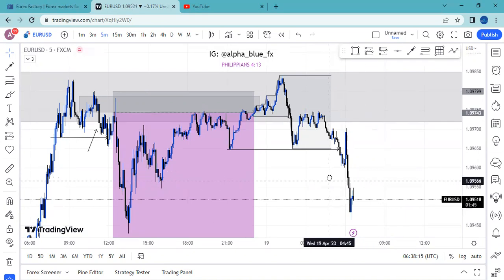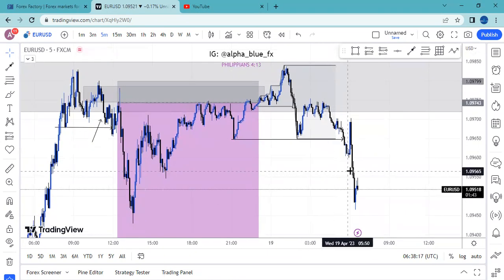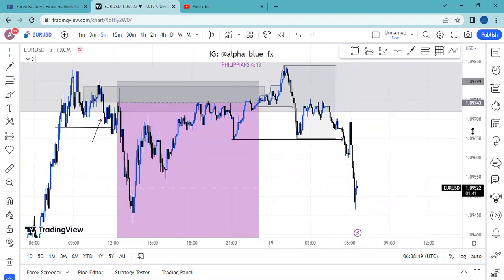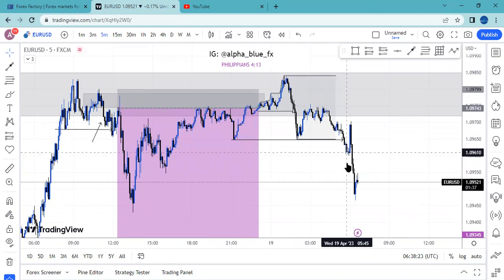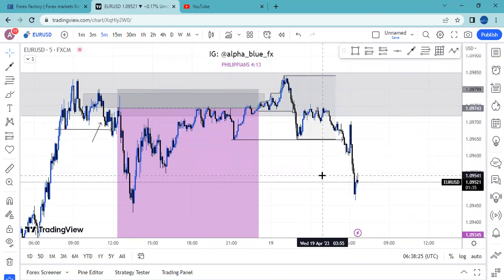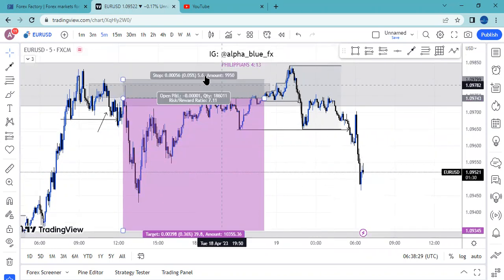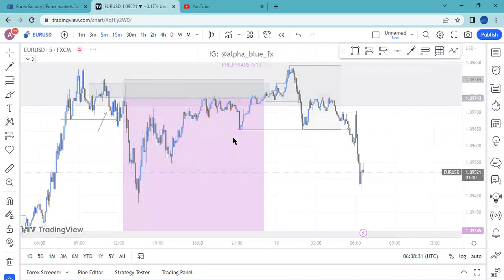So guys, right here on EURUSD, this is the 5 minutes time frame. And right now the market is selling off during the London session. This is 7:38 a.m. London session. And let's go to the 15 minutes.